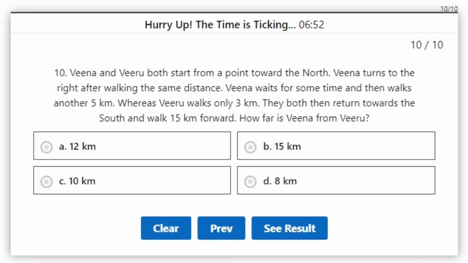So our last and final question for the last set is, Veena and Viru both started from a point towards the north. Veena turns to the right after walking the same distance. Veena waits for some time and then walks another 5 km, whereas Viru walks only 3 km. They both then turn towards the south and walk 15 km. Forward, how far is Veena from Viru? And the options are option A 12 km, B 15 km, C 10 km and D 8 km.